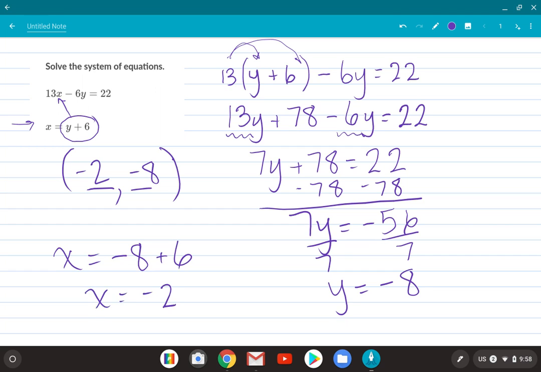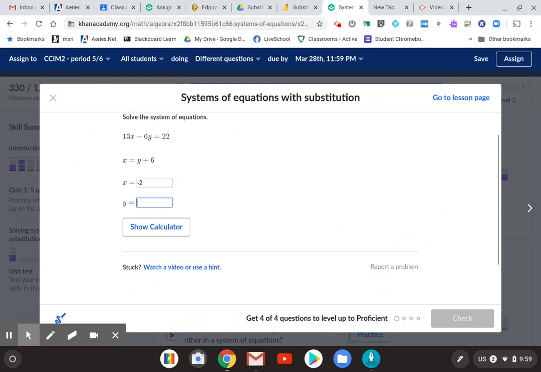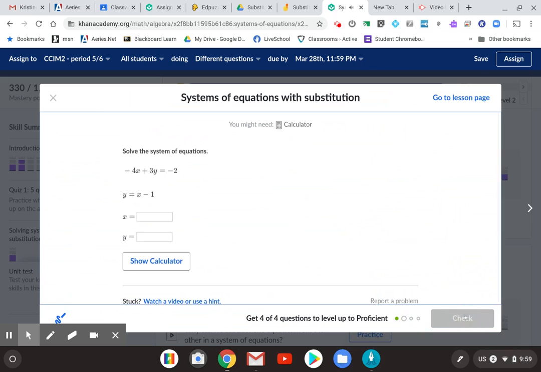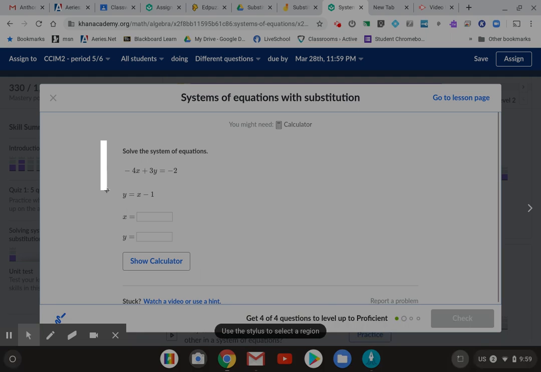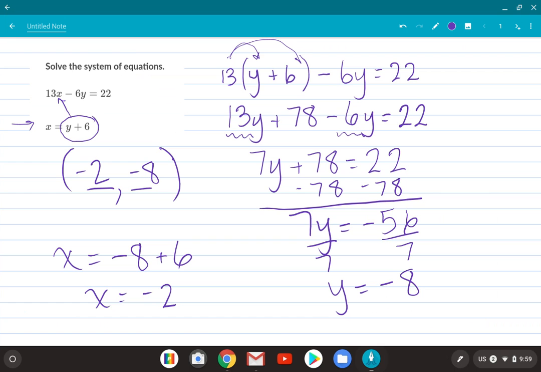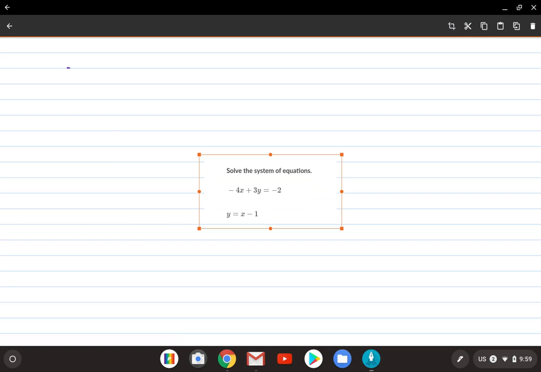So we go negative 2, negative 8. Put it in here. Negative 2, negative 8. Check it. We got it. Going on to the next question. So I'll copy it again, and we're going to go on to this. Let's go to a new page. Put it here.